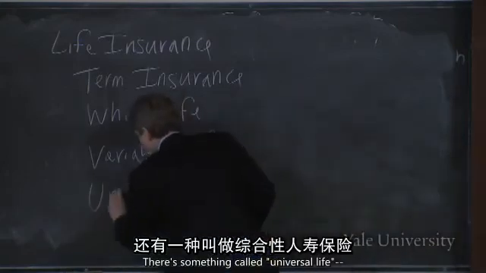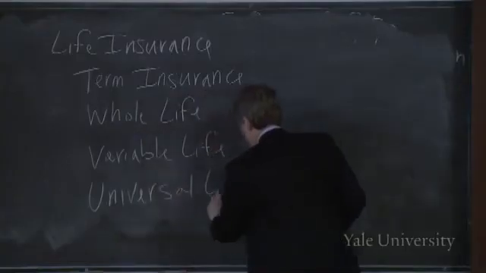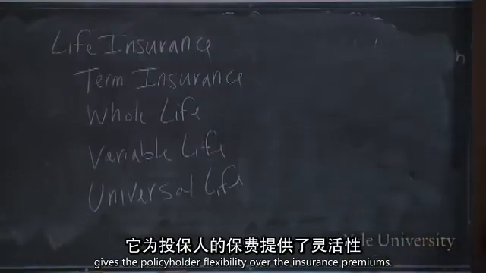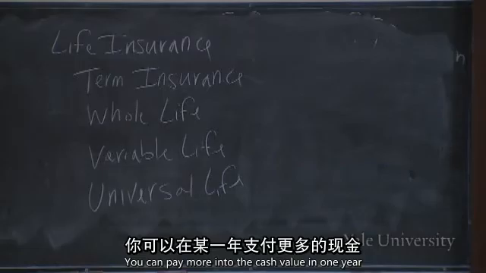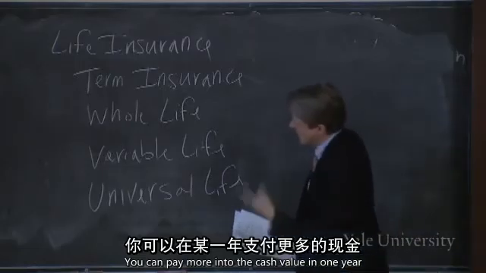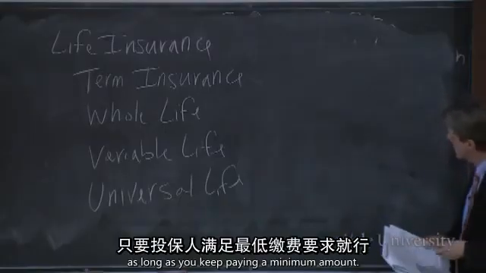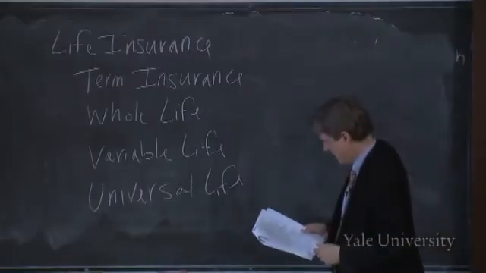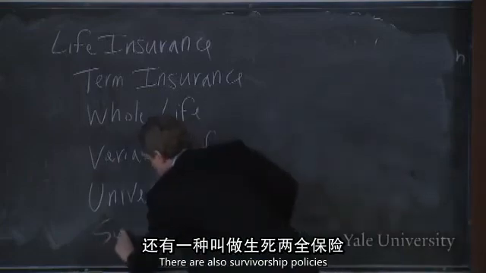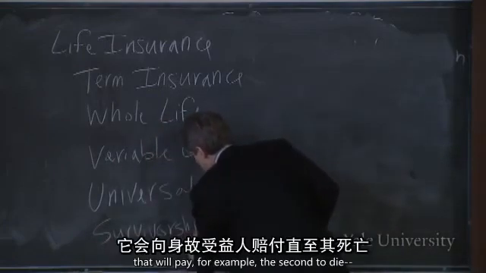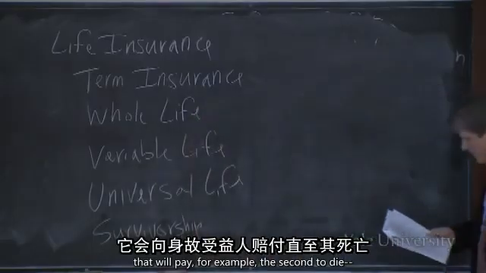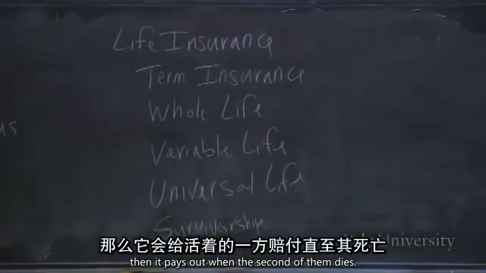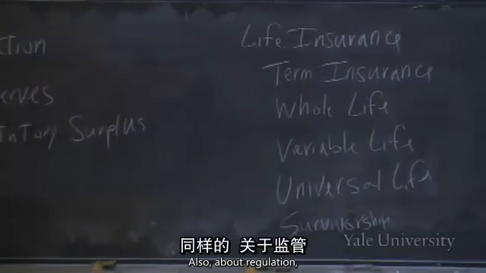There's something called universal life. These are all explained in Fabozzi et al. It's a whole life policy that gives the policyholder flexibility over the insurance premiums. You can pay more into the cash value in one year and less in another year, as long as you keep paying a minimum amount. And there are also survivorship policies that will pay, for example, on the second to die. That would be a policy if a husband and wife get it, and it pays out when the second of them dies.